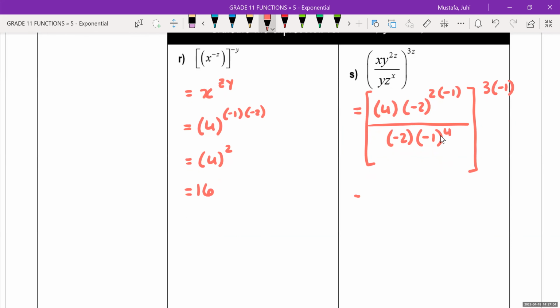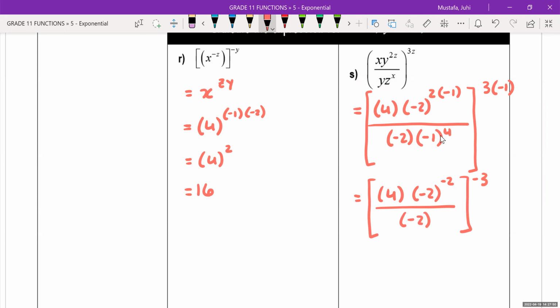Okay, looks super confusing and messy, but let's just start solving and see what happens. So we have a 4, can't do anything to that. -2 to the power of 2 times -1 is just -2 to the power of -2. Then in the denominator, I have -2 times -1 to the power of 4, which is -1 times -1 times -1 times -1. That's just going to give me a whole number 1. So I can do -2 times 1 and simplify that right away, and write that as just -2, all to the power of -3.